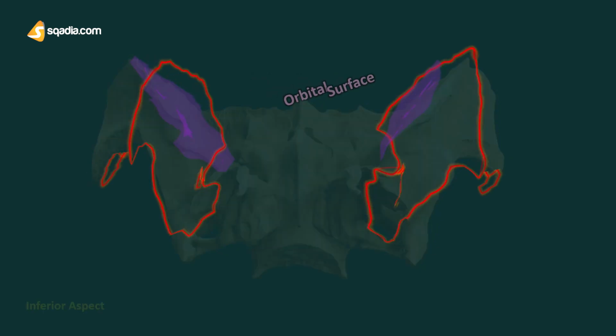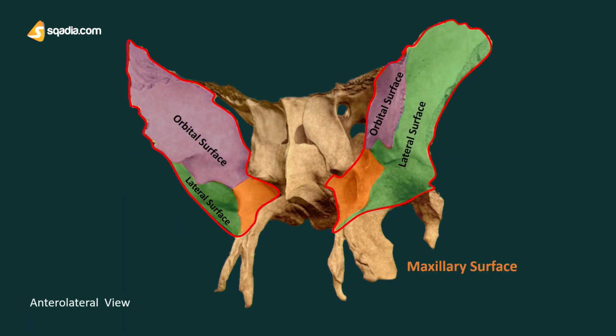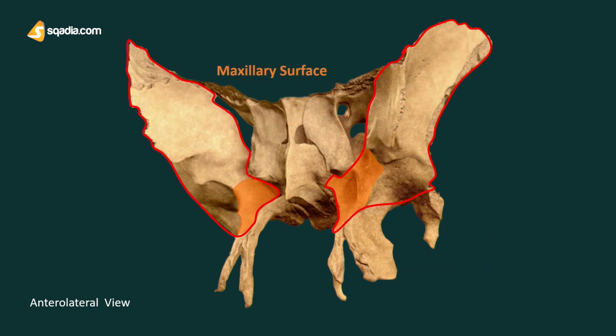At last, we have the maxillary surface of the greater wing. The maxillary surface faces anteriorly and it forms the posterior border of the pterygopalatine fossa. Here is just a glimpse. We will talk about this fossa in detail in the next section.